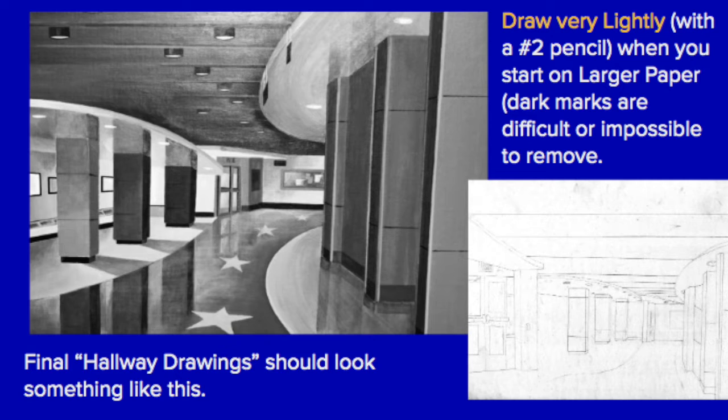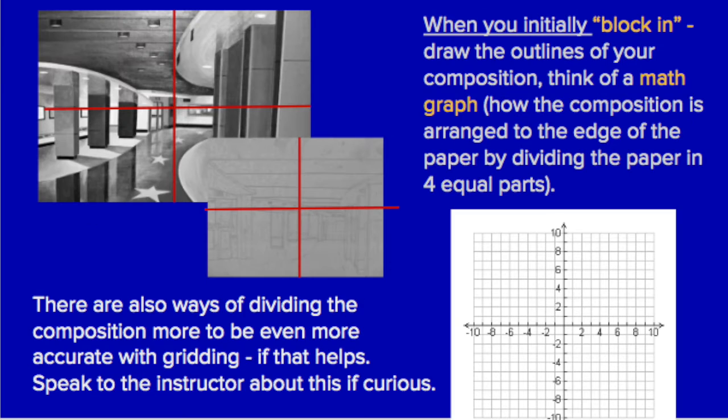When you start blocking in or drawing the initial outlines of your drawing on the larger good paper, use a number 2 pencil. It's sometimes easier to do this after drawing what looks like a math graph very lightly in your printed photo and on your paper. We will refer to these sections as quadrants, just like in math.